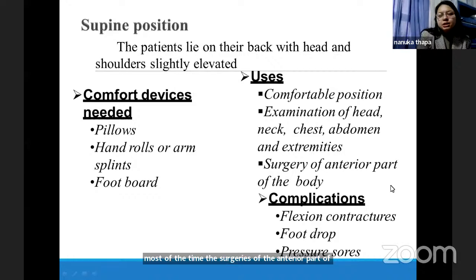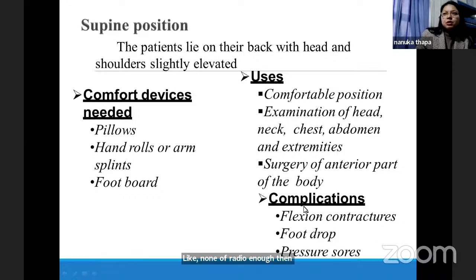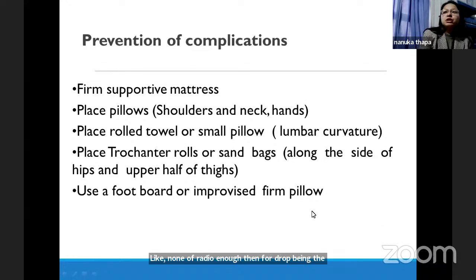The complication in this position is that we have flexion contractures. Most important are the peripheral nerve injuries, like the brachial plexus being affected, like ulnar nerve, radial nerve, then foot drop being the peroneal nerve, and also the pressure source. To prevent these complications, we need firm supportive mattresses. Then we also place pillows in the shoulder, the neck, and the hands. And we place roll towels or small pillow towels to maintain the lumbar lordotic curvature.